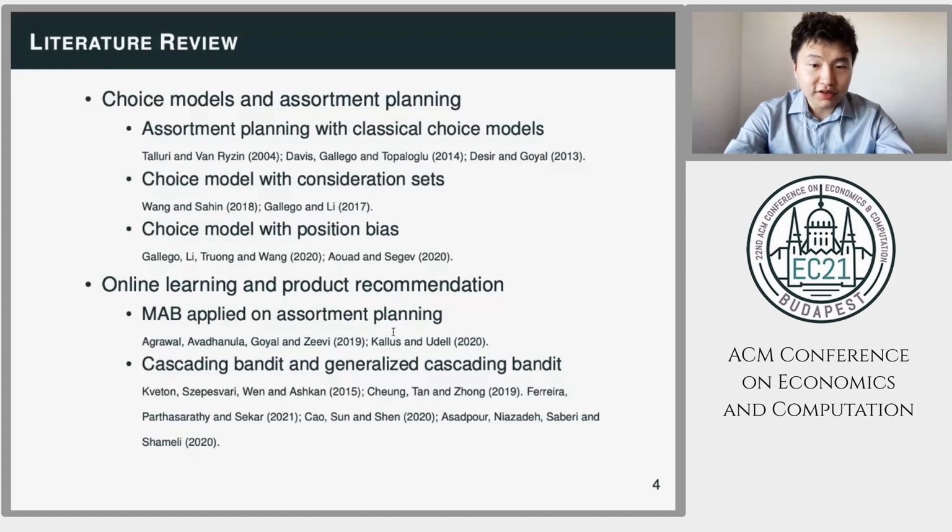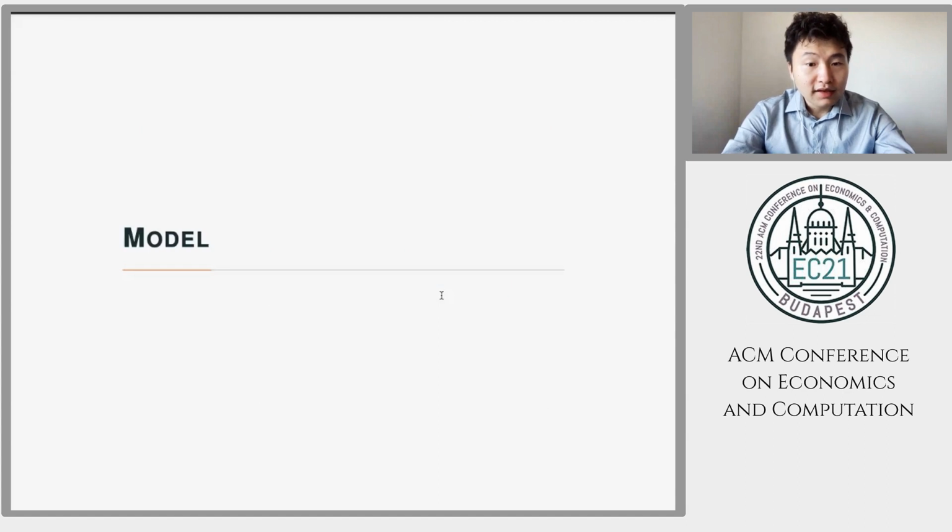Before presenting the detailed work, let me first have a brief review of the related works. Our problem is related to choice models and assortment planning. Meanwhile, in the online setting, it is also related to online learning, product recommendation, and the multi-armed bandit framework. Let's begin the major part of this presentation.